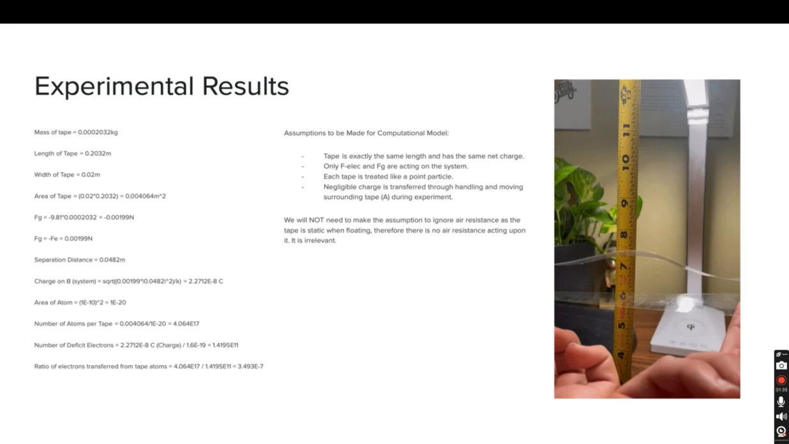with one slack piece of charged tape suspended, which is charged tape B, which is our system, and then another charged tape, tape A, is brought from below towards the charged tape B, and the distance at which B starts to float or be repulsed from tape A is measured as our separation distance. The experiment results are shown here.